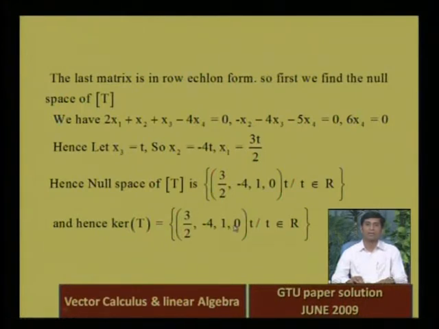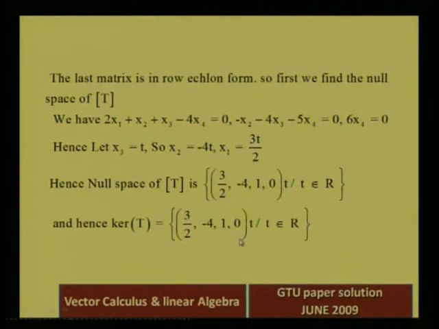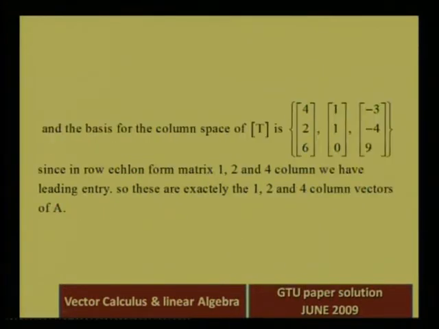Okay, (3/2, -4, 1, 0) is the basis of the kernel of T, and we get only one basis vector. So that's why the dimension of the kernel of T is equal to 1. Okay. Now next we want to find the column space, or in other words the range of T.